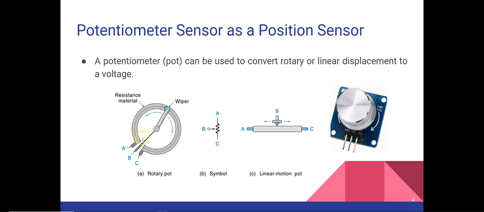Here you see a slider. This is a slider, or you can say a wiper, which slides along the resistance. This whole part is the resistance material, and this resistive material could be conductive plastic and is formed in the shape of a circle. This material has a uniform resistivity, so that the ohms per inch value along its length is constant.